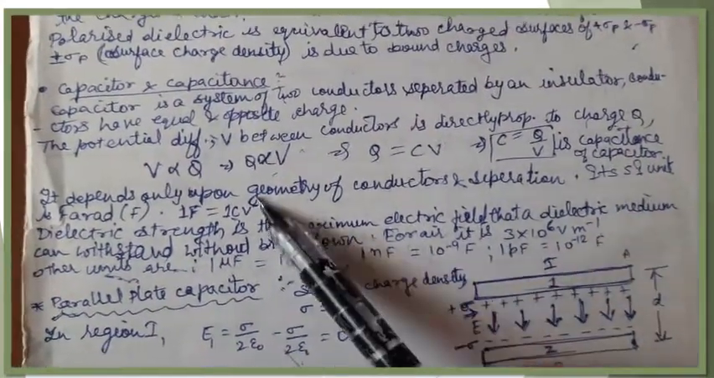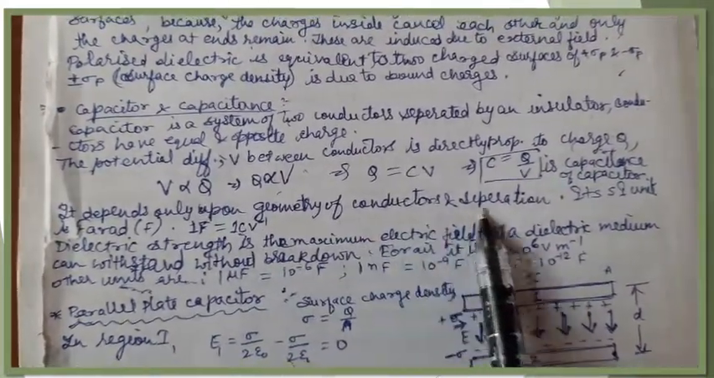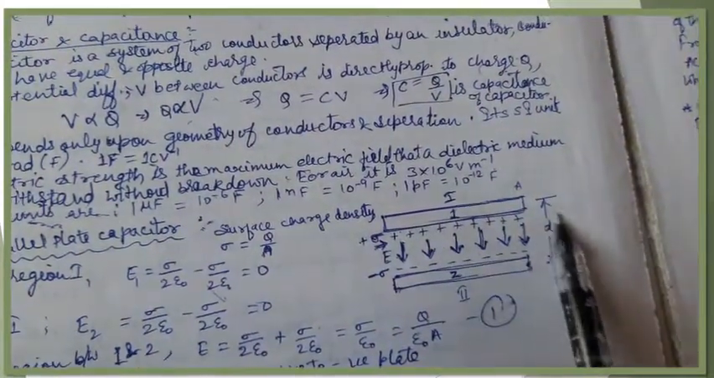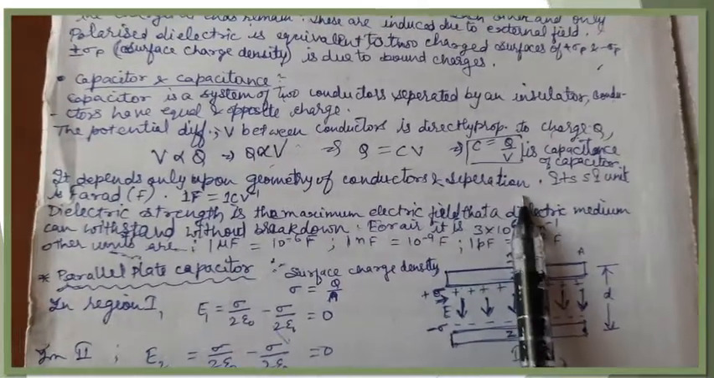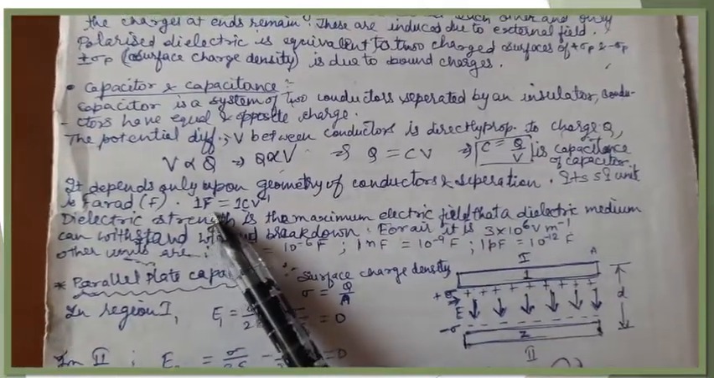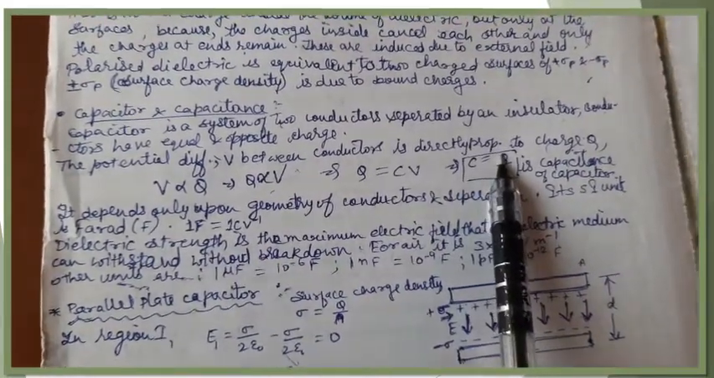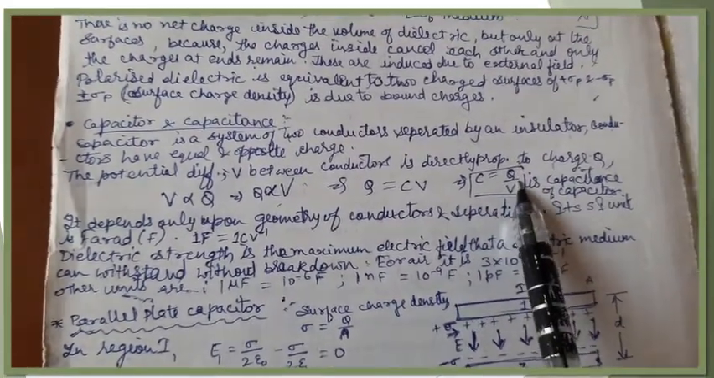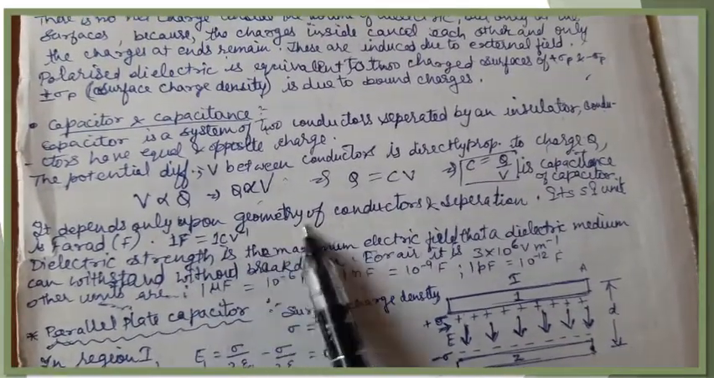Now the value of capacitance C depends only upon the geometry of conductors and their separation. Geometry of conductors means the area of plates, and separation means the distance between them. Its SI unit is farad, represented by capital F, and is obviously coulomb per volt, because coulomb is the SI unit of charge, and volt is the SI unit of potential difference. So the SI unit of capacitance is farad, which is coulomb per volt.